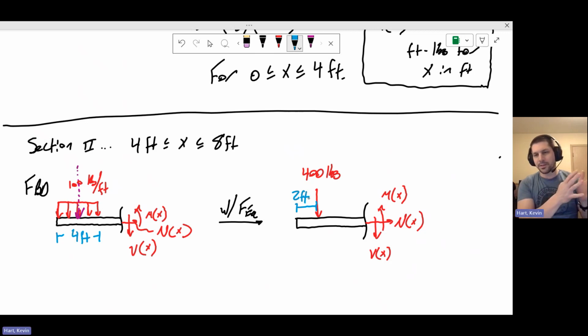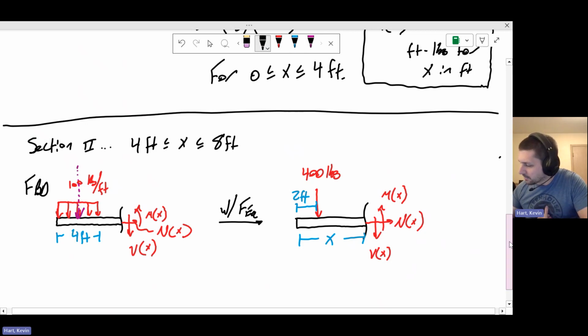Because I know that that distributed load acts over the first 4 feet of the beam, the point load equivalent has to be acting in the middle of that, which is 2 feet from the left-hand side. Reminder that we're making a cut at an arbitrary location, which is the location X. And so this is the general setup for the dimensions and the loads that we're going to use to do our shear and bending calculations to get those equations.